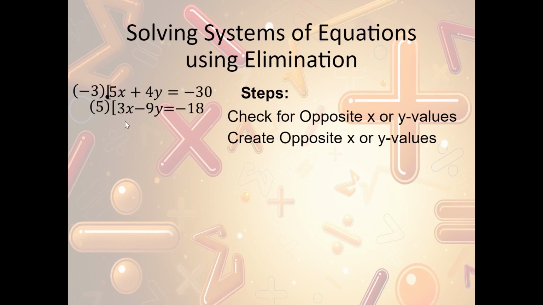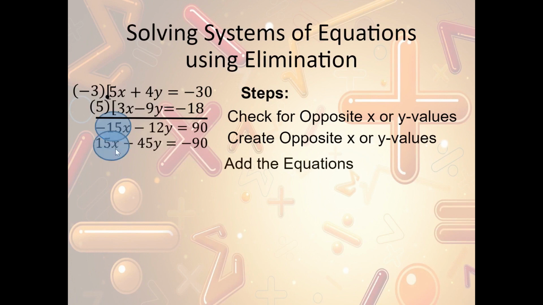And then I'm going to do the same thing on the bottom. So 5 times 3x, and 5 times negative 9y, and 5 times negative 18. And when I do that, I end up with negative 15x minus 12y is equal to 90, and 15x minus 45y is equal to negative 90. Now notice I have opposites, so now I can go ahead and add the equations. My x's will drop out.